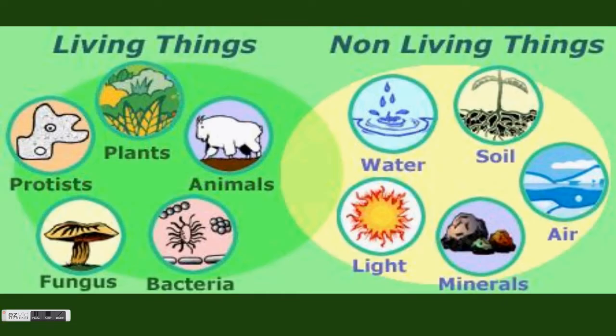A structure must meet every single requirement to be considered a living thing. The traits that all living things possess are called the characteristics of life. There are 7 characteristics of life. Let's take a short look at each one.